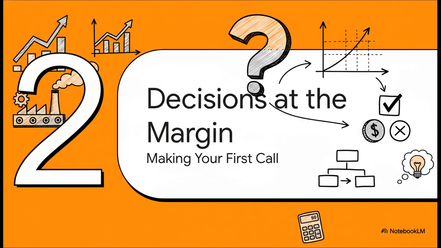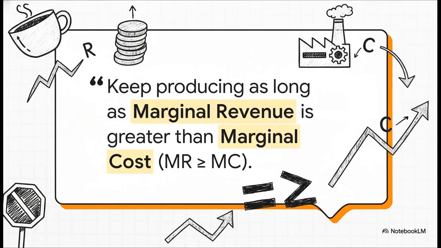So knowing the rate of change is interesting, but its real power comes when we use it to make a decision. And that brings us to section 2. We're going to use this information to answer the most fundamental question in business. Should we produce one more? This is what we call marginal analysis. This right here is one of the most important rules in all of microeconomics and honestly in all of business. As a manager, you should always keep doing something, in our case, selling coffee, as long as the revenue you get from the next one, your marginal revenue, is greater than or equal to what it costs to make that next one, your marginal cost.